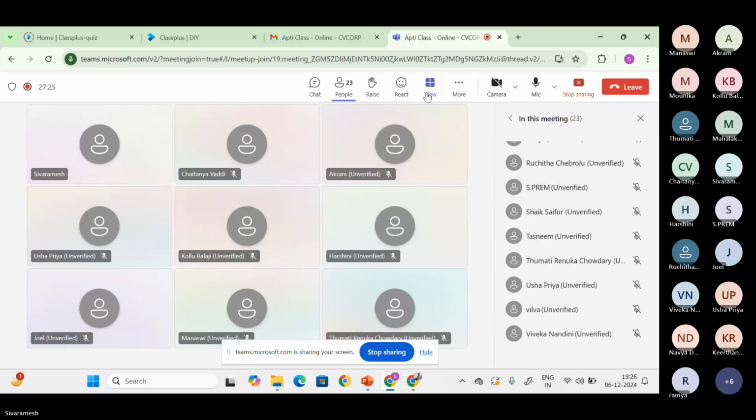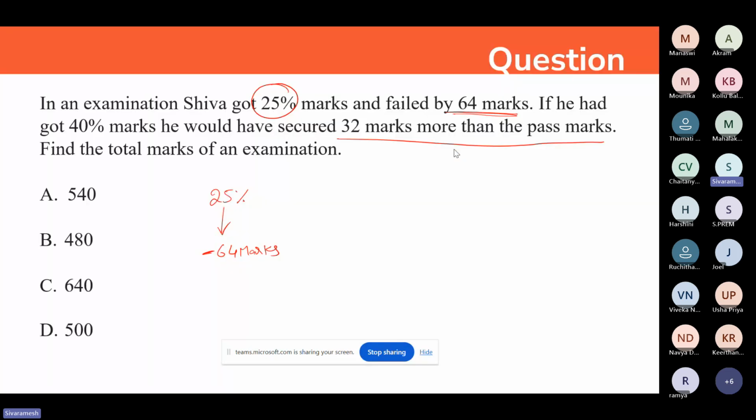Okay. So Shiva got 25% of the marks and failed by 64 marks. Now, if you would have got 40% marks, let's say at 25% marks he still fails by 64 marks. Now, when he got 40% marks, he got 32 marks more than the pass marks, not just the pass marks. How he got 32 marks more than the pass marks means I can say that he studied well.